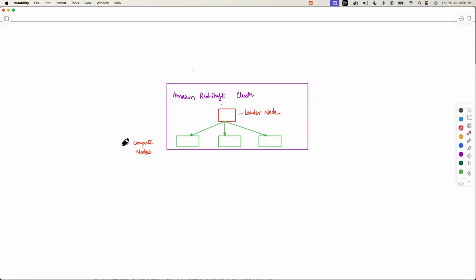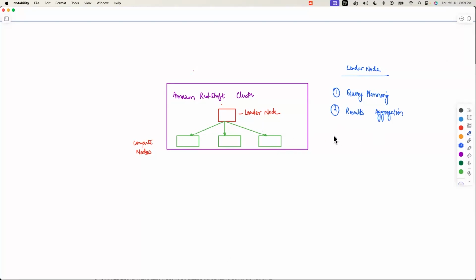So what does the leader node usually do? The leader node will be responsible for query planning, correct? It will also, let's say someone has made a query, so it will summarize the result, the overall aggregation. That is the responsibility of the leader node.